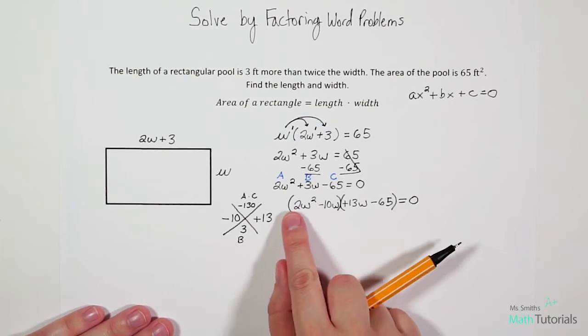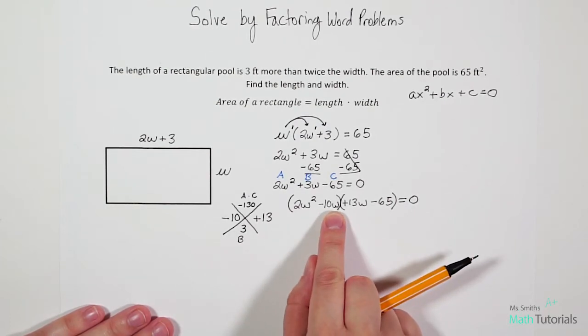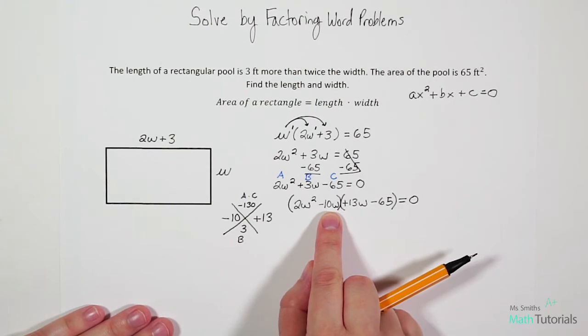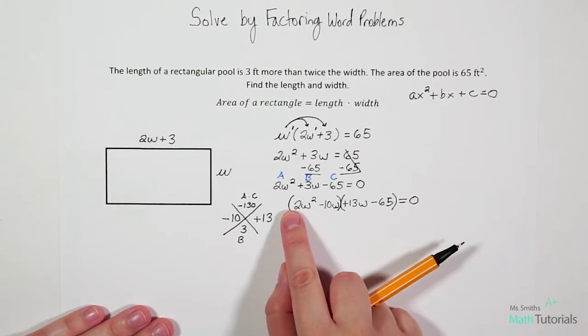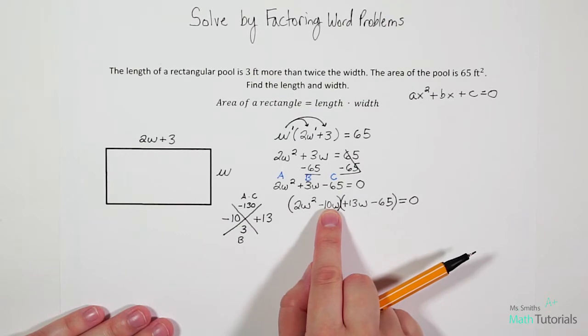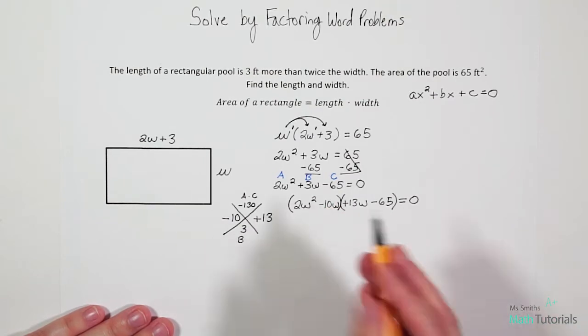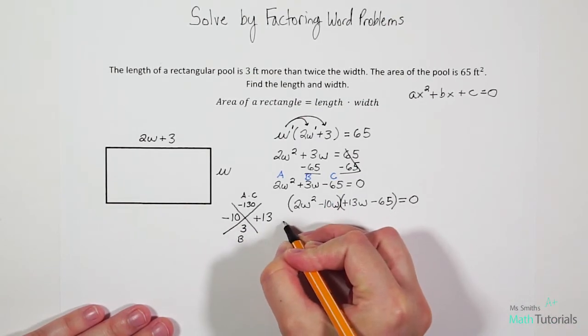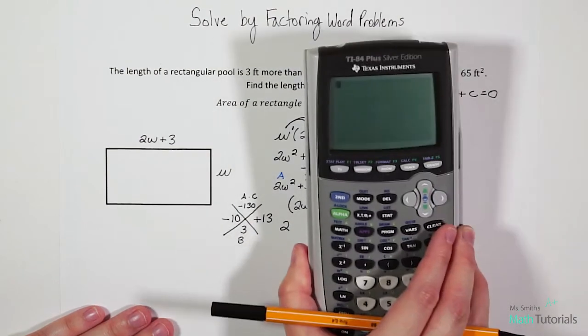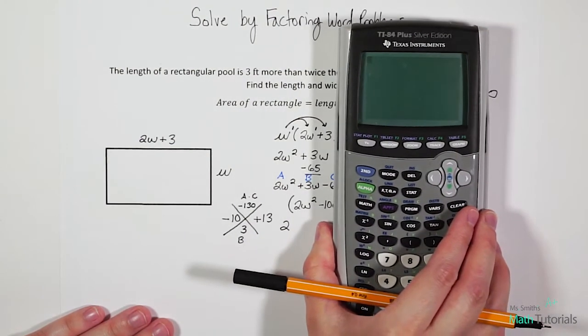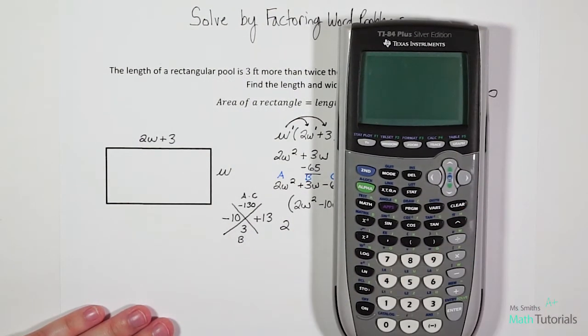We want to know what is our greatest common factor between these two terms. So what is the greatest number that goes evenly into 2 and 10? 2 is the greatest common factor, so we're going to pull out a 2. Let's pretend you didn't know that for a second. I'm just going to show you a cool trick on the calculator that you can use to find the GCF if you weren't sure of it.